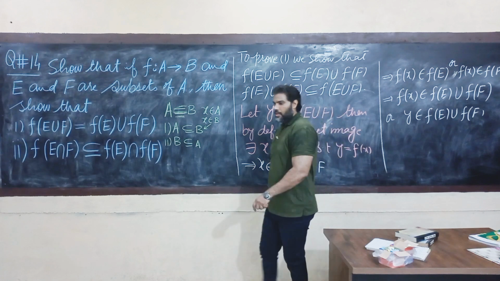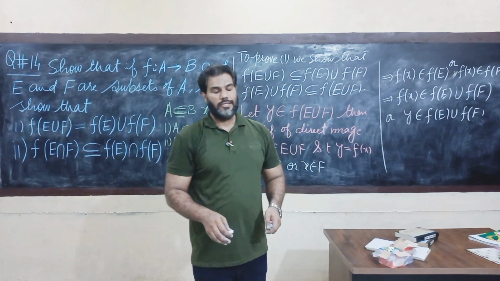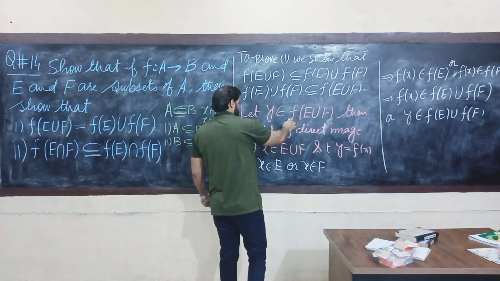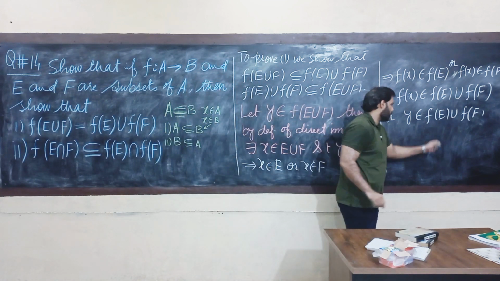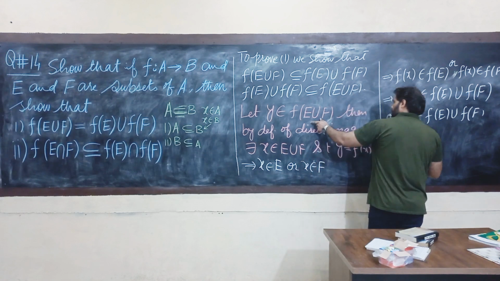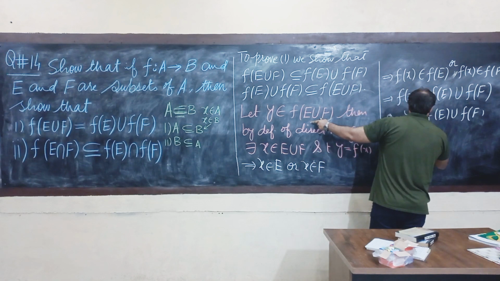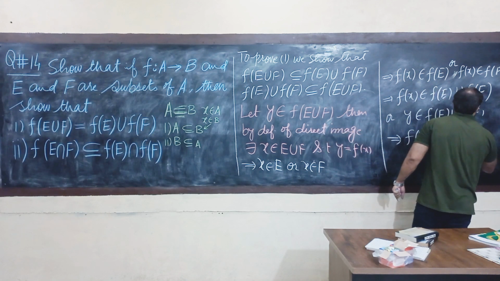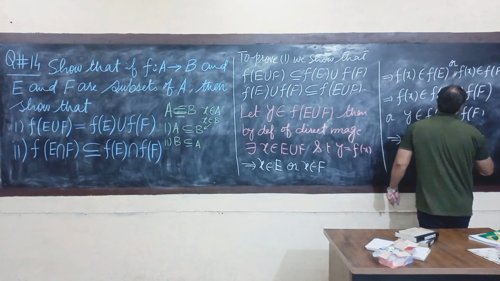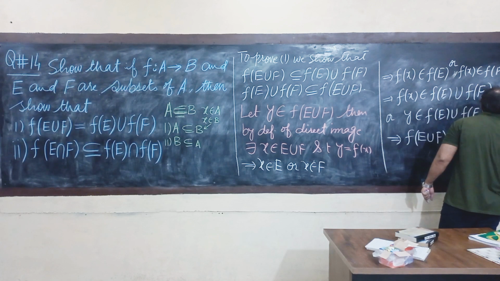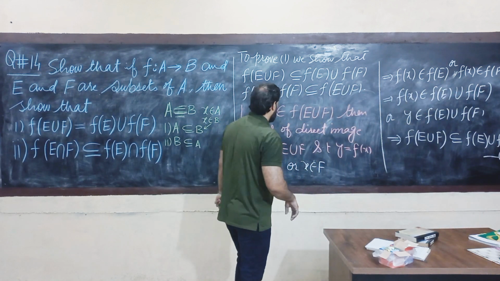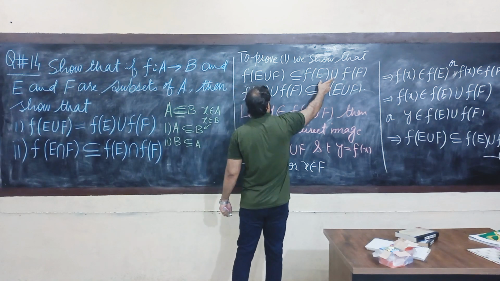Next, we write that y is an arbitrary element of this set, and y belongs to the other set. This implies f of E union F is a subset of f of E union f of F. Say this is 1. Next, conversely, we suppose that y belongs to this right side.